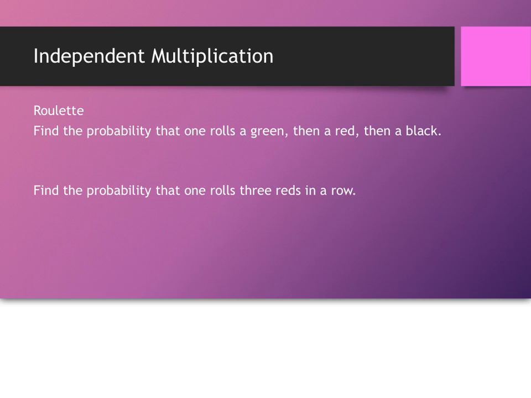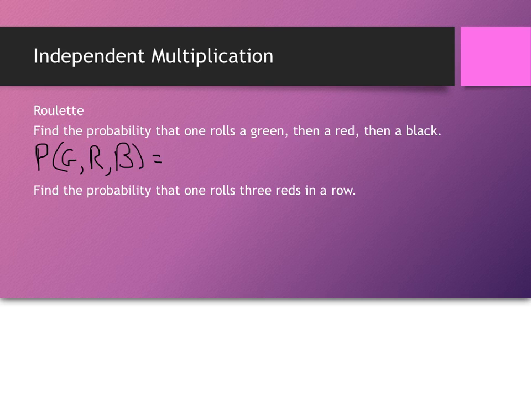So I want you to try this. Remember, red and black have 18 slots. 2 slots are green, and there's 38 total. So I want you to push pause on the video and calculate the following things. Alright, so hopefully you've done that. This says find the probability of rolling a green, then red, then black.